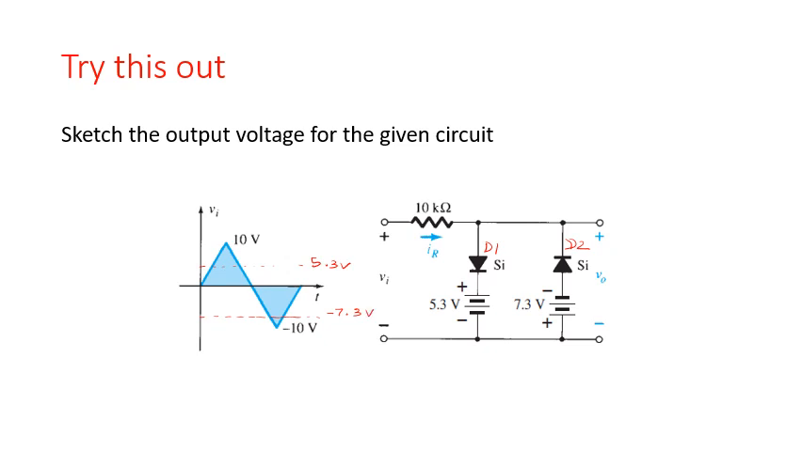Diode D1 is a positive clipper, so it's going to clip out this part. Diode D2 is a negative clipper, so it's going to clip out this part. What remains in between is what I'm going to get in the output of my circuit. So my output is going to look something like this. I've got my output that goes till plus 5.3, and over here that goes till minus 7.3 volts. So this is minus 7.3, this is plus 5.3 volts, this is V0.